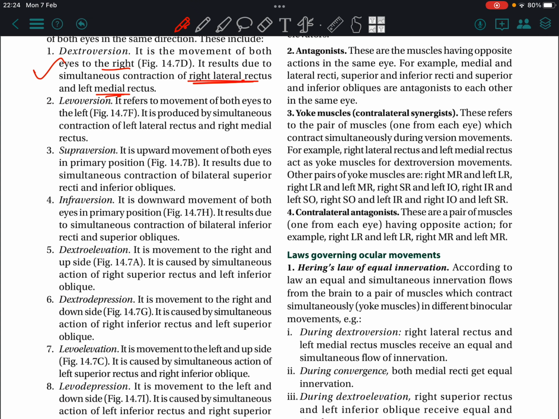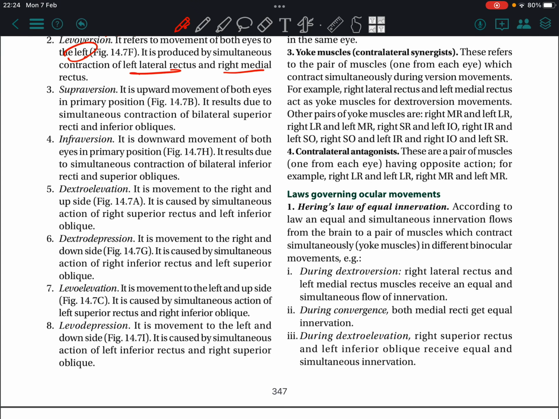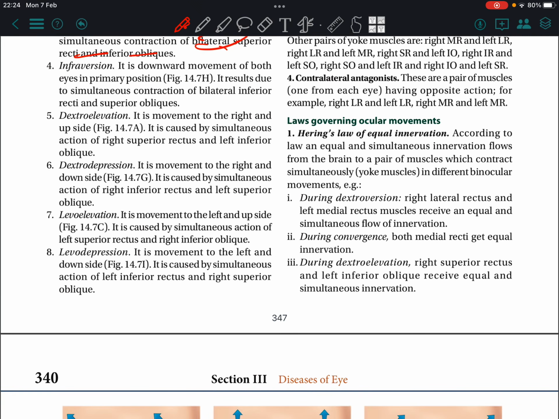Levoversion refers to movement of both eyes to the left, produced by contraction of the left lateral rectus and right medial rectus. Supraversion is upward movement of both eyes in primary position. It results due to simultaneous contraction of bilateral superior recti and inferior obliques. Infraversion is downward movement of both eyes in primary position. It results due to simultaneous contraction of bilateral inferior recti and superior oblique muscles.